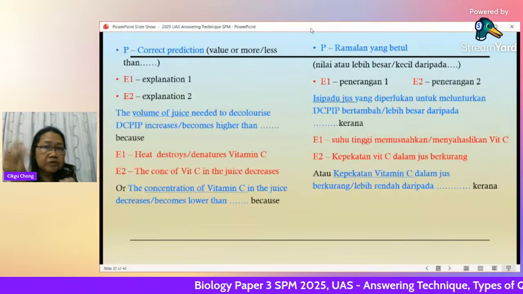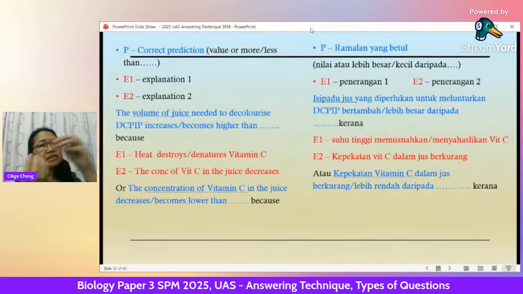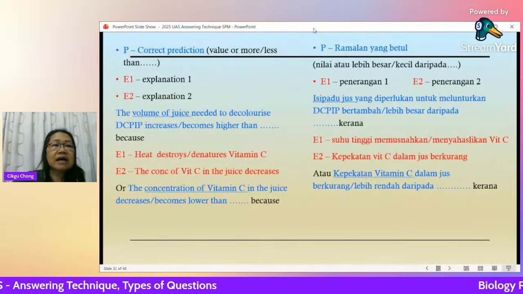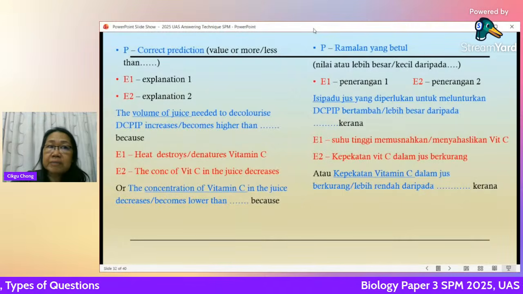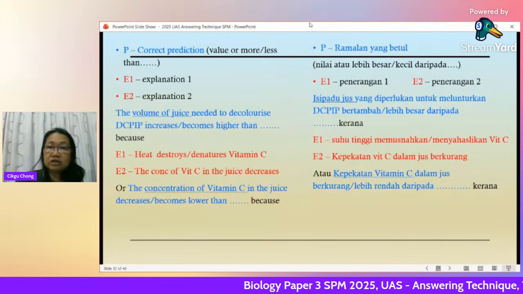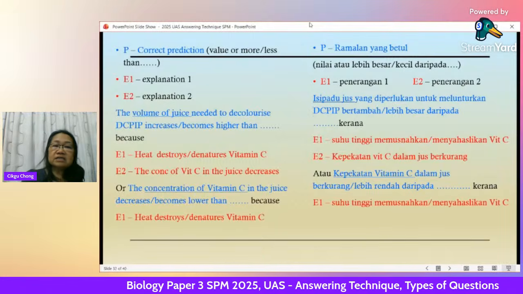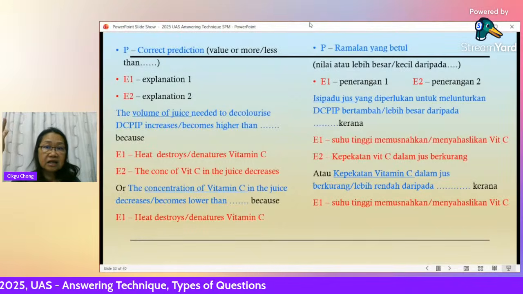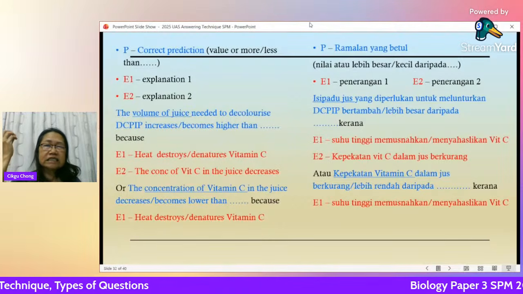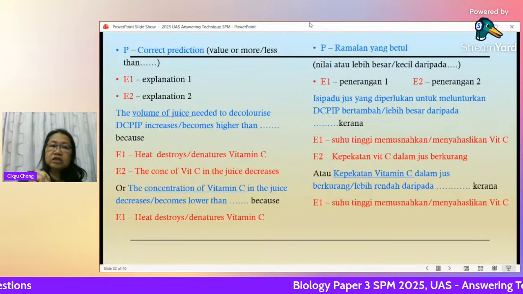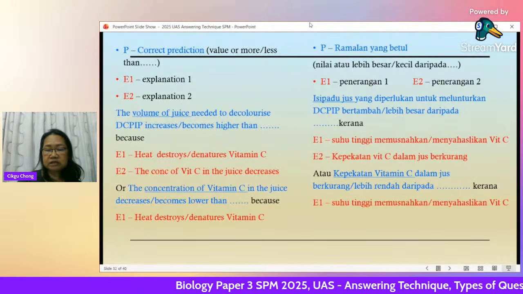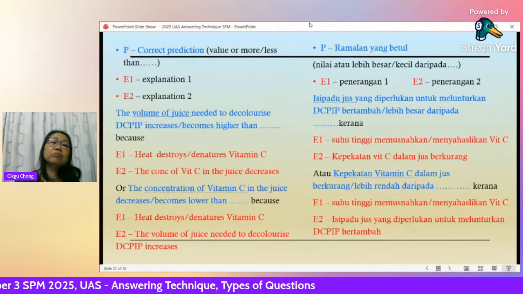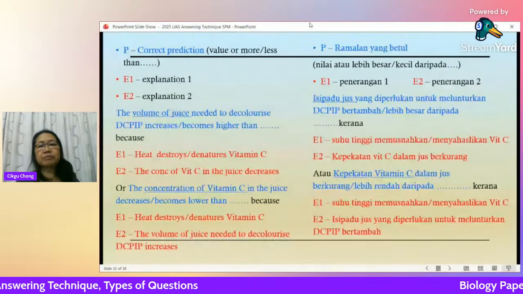If you want to test how much vitamin C your juice has, you must use DCPIP, dichlorophenol indophenol. Check back, or maybe ask your teacher to explain this one. You will have learned this already. Again, for the same reason, always talk about denaturation: when the temperature increases, it will denature the vitamin C. Therefore, the volume of juice needed to decolorize increases, so you need more juice to decolorize your DCPIP.